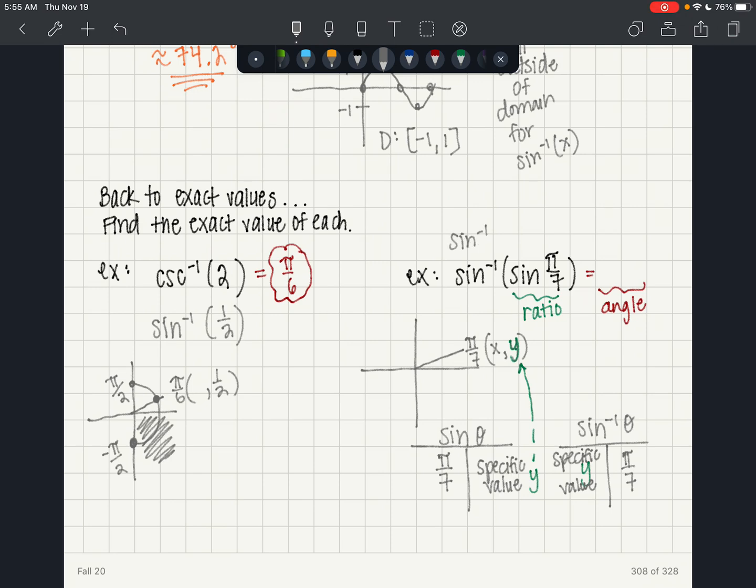Here's your inverse sine of your ratio, because you put your ratios in. Sorry, that's not supposed to be theta. Inverse sine of your ratio, and you're going to get out your theta. So your inverse sine of your ratio, that specific value, is going to give you that pi over 7 out.